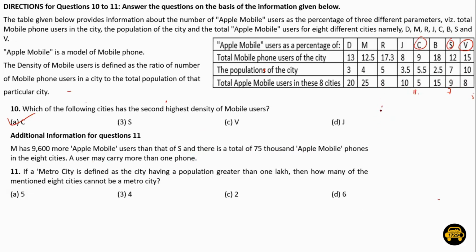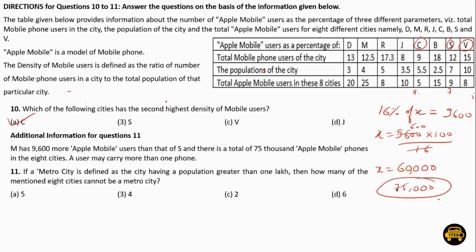So the difference is 16%. So 16% of total users, let's say total users be X, is equal to 9600. If we calculate it, it will be 9600 into 100 upon 16, and this will go 6 times. So the total number of Apple mobile users across these 8 cities will be 60,000. Now we know the number of users is 60,000, and the number of phones is 75,000. Of course, one user may carry more than one phone, so that is not a problem now.